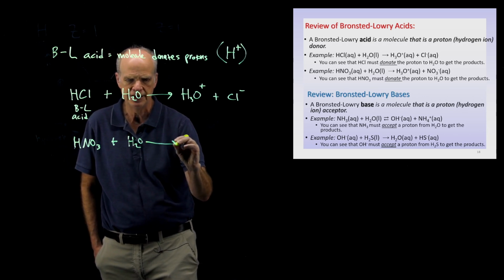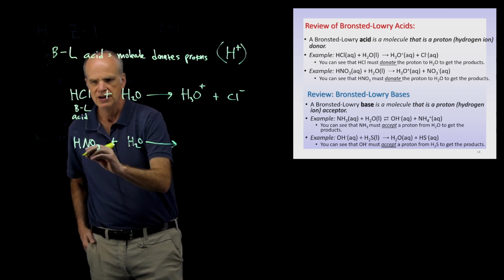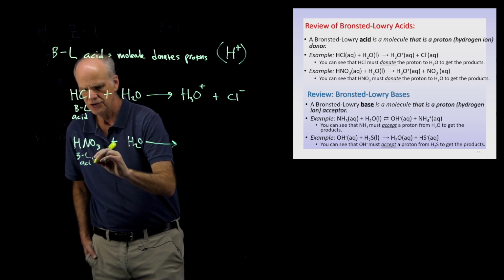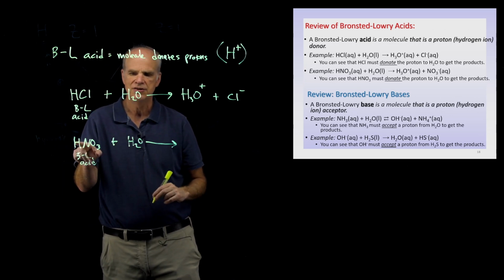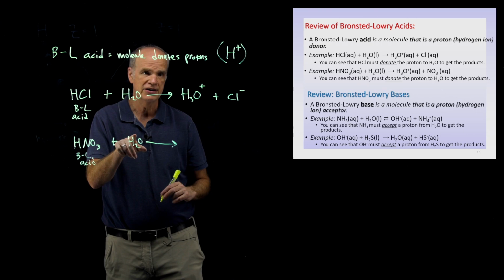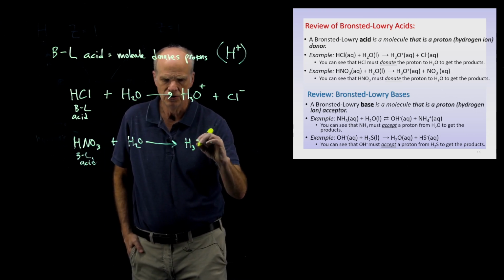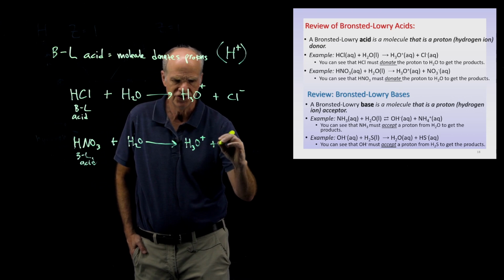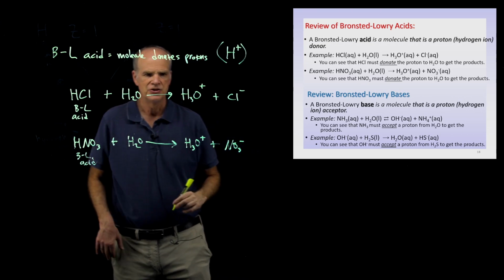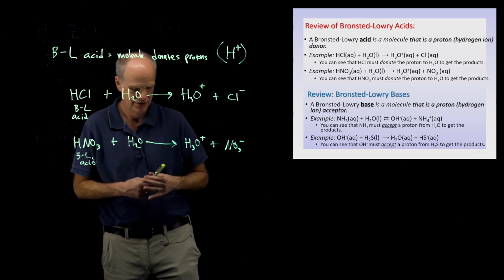Now let's go ahead and see if we can predict what the products of this reaction will be. So this is a Bronsted-Lowry acid, and it'll donate its proton. The proton here is just a hydrogen ion. So the hydrogen ion will stick on the water. Can you predict what you're going to get? You're going to get hydronium, H3O plus, and the nitrate ion. Okay, so I'm going to erase all this and I'll talk a little bit about Bronsted-Lowry bases.